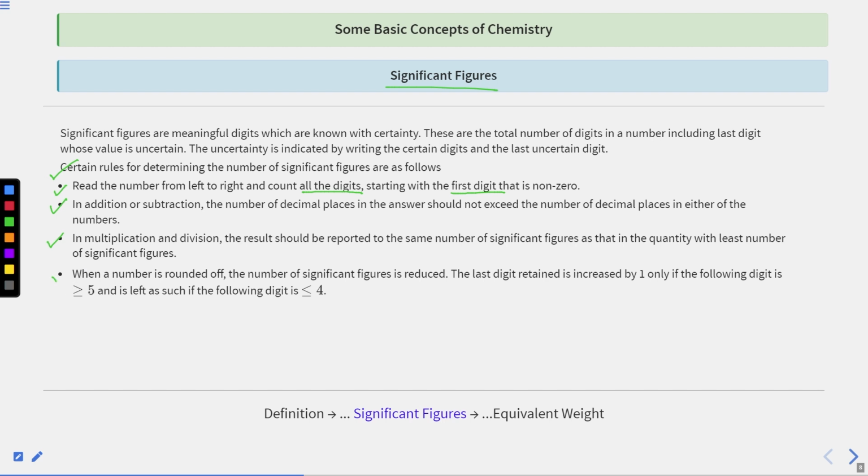Okay. When a number is rounded off, the number of significant figures is reduced. The last digit retained is increased by 1 only if the following digit is greater than 5. And the last digit will be left as such if the following digit is less than 4 or equal to 4. Okay, so these are some rules we have to keep in mind when we are determining the number of significant figures.